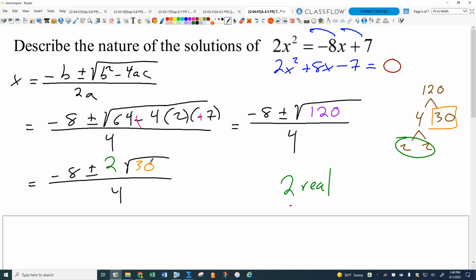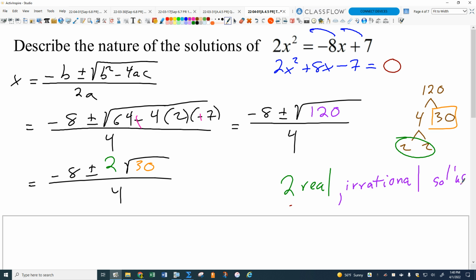irrational. Square root of 30? Irrational, right? As long as we're stuck with a square root of something after we simplify the radical, we know that we're going to get an irrational result then, right? So only when the square root is able to completely go away that we don't have irrationals, that we get rational answers. Okay, so in this case, we get two real irrational solutions.